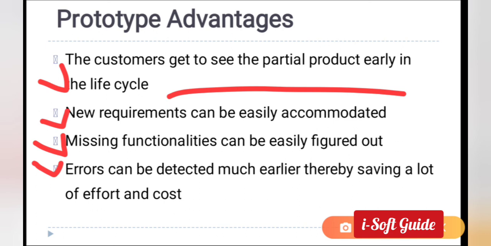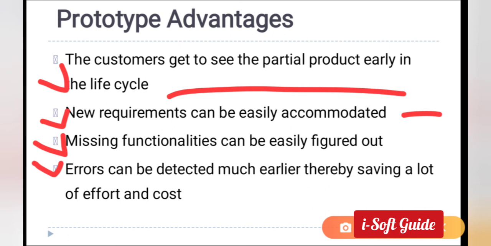What it means is, when we are developing the prototype, the customer will get an early working product early in the life cycle of software development. Means we will deliver the first prototype to the customer at an early stage of development. Then new requirements can be easily accommodated, means when the user changes the requirements or wants to add more functionalities, this can be considered for software development.